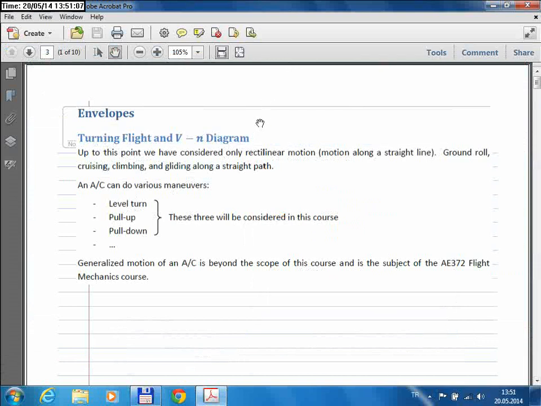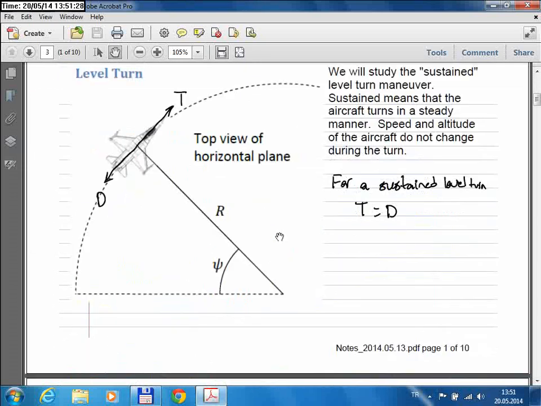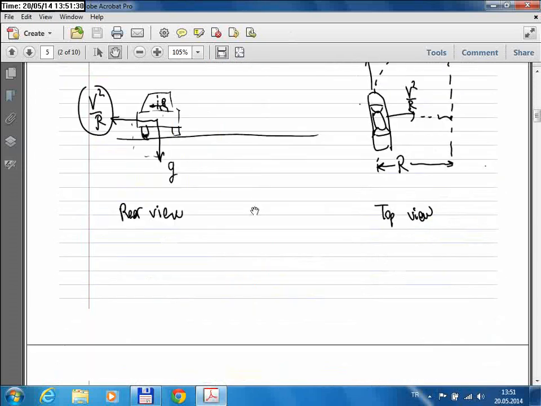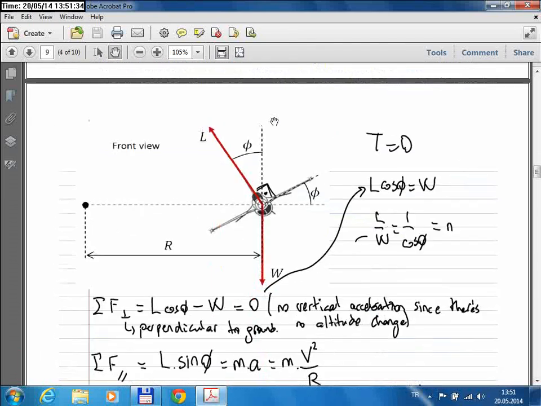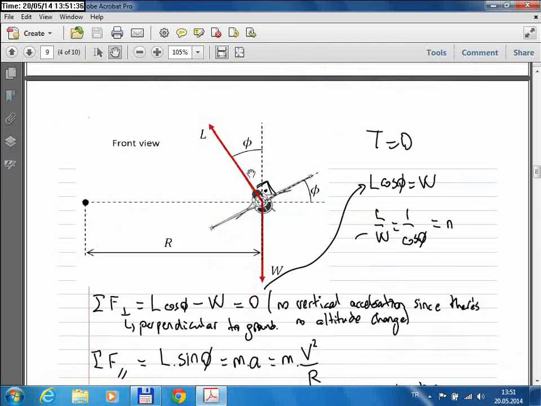And then we talked about climbing flight, and in a steady climb, lift force actually has to be less than the weight, because a part of the weight of the aircraft is supported by the thrust force. And when we come to the turning flight, we were talking about the level turn, the sustained level turn maneuver. And in that case, lift force has to be greater than the weight. And to see that, we can refer to this diagram.